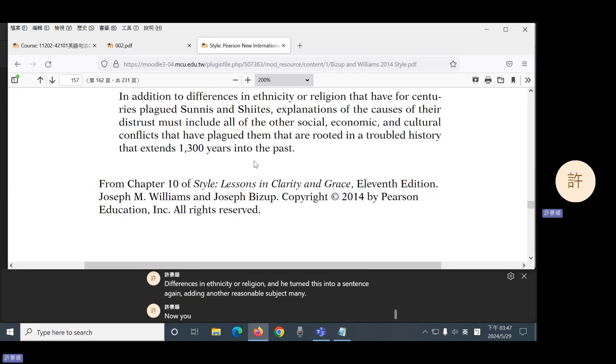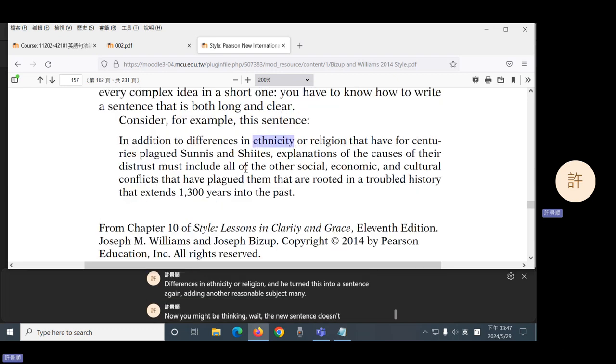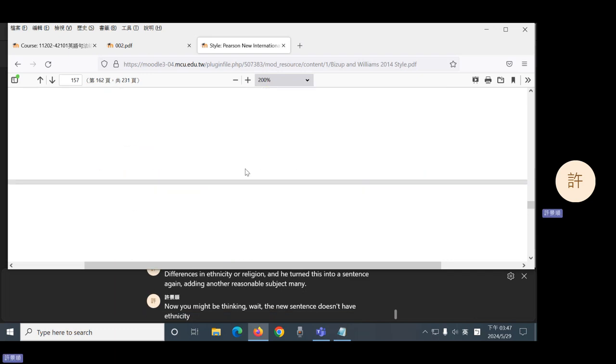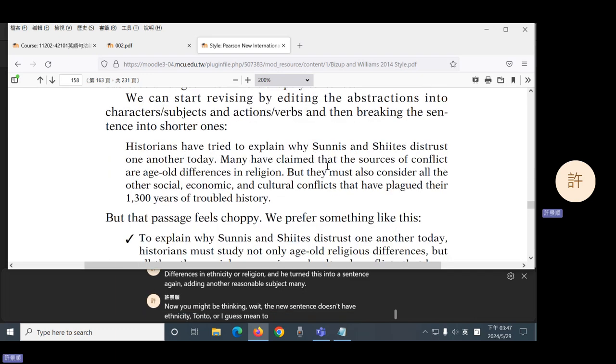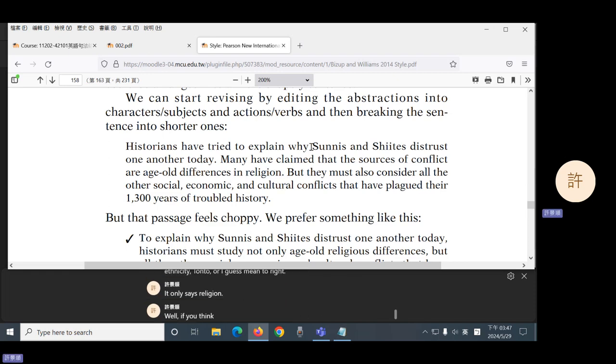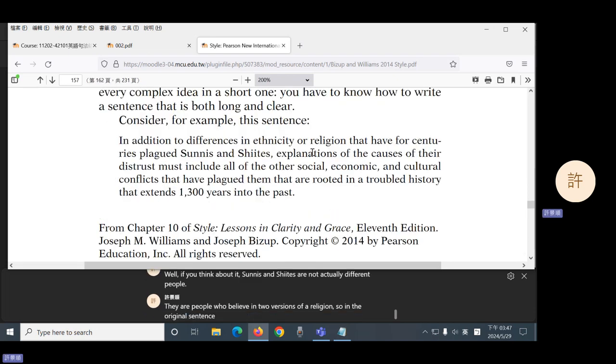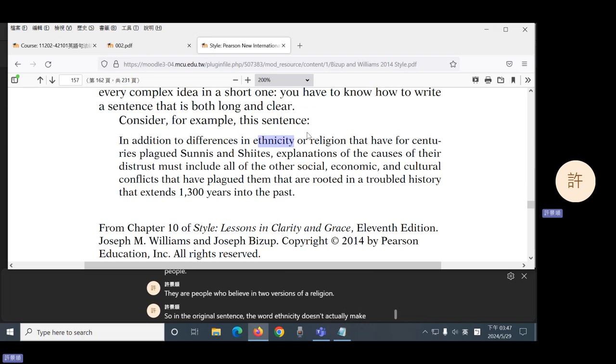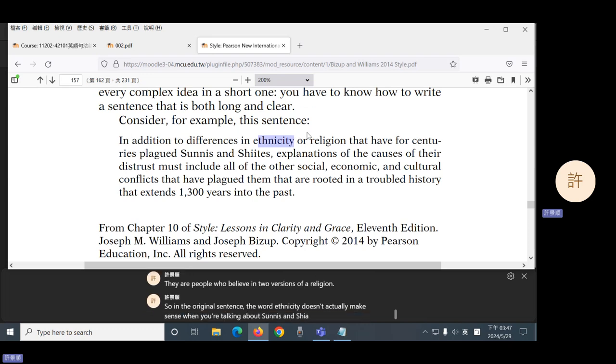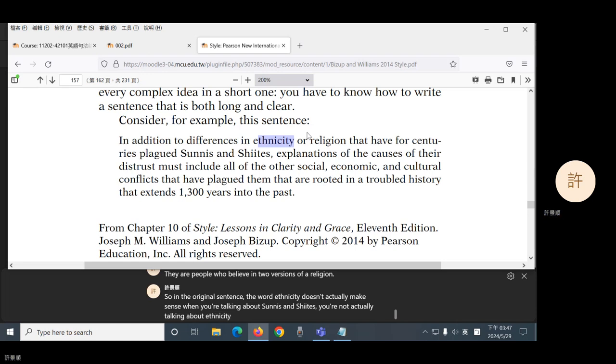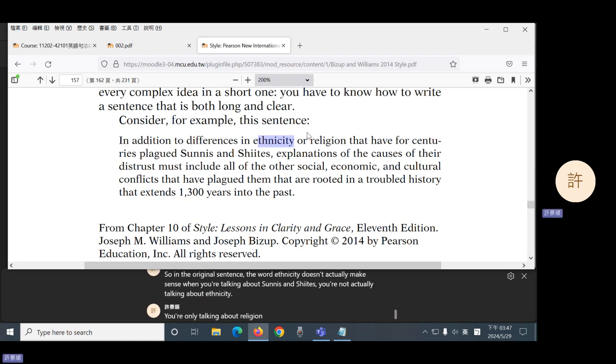Now, you might be thinking, wait, the new sentence doesn't have ethnicity, 种族, or I guess 民族, right? It only says religion. Well, if you think about it, Sunnis and Shiites are not actually different people. They are people who believe in two versions of a religion. So in the original sentence, the word ethnicity doesn't actually make sense. When you're talking about Sunnis and Shiites, you're not actually talking about ethnicity. You're only talking about religion. So the author took this out.